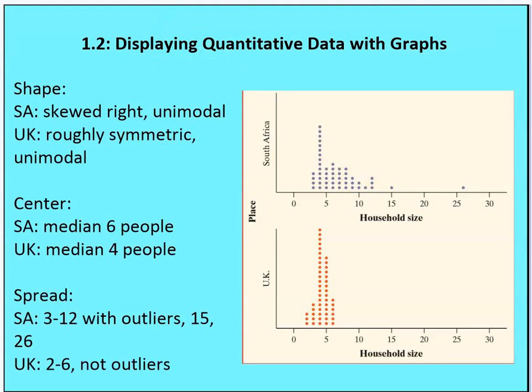So South Africa is skewed to the right. So here's the tail, and it's unimodal. And the UK is roughly symmetric, and it's unimodal. The center for South Africa, the median, is 6. For the UK, it's 4. And then the spread for South Africa is 3 to 12 with outliers at 15 and at 26. And the spread for the UK is 2 to 6 with no outliers.